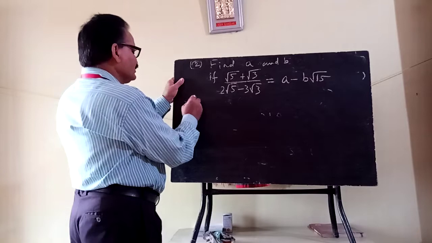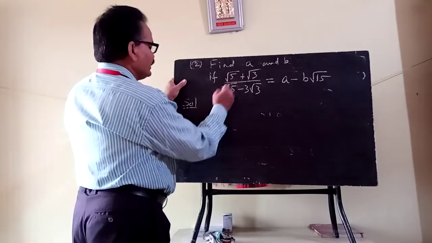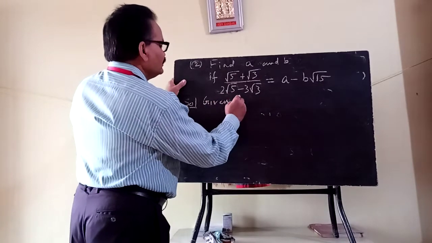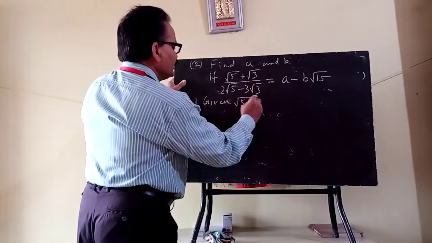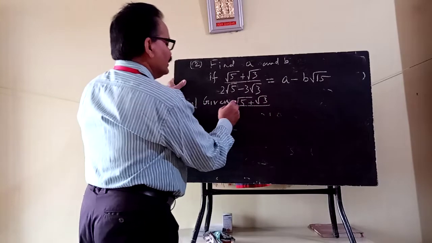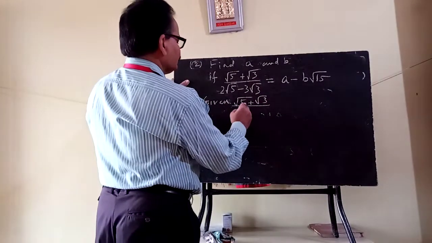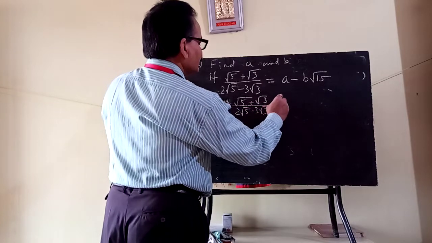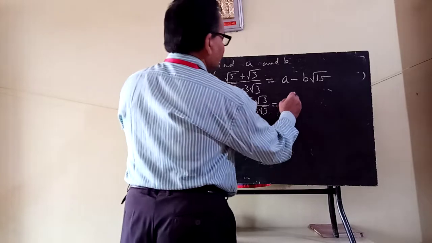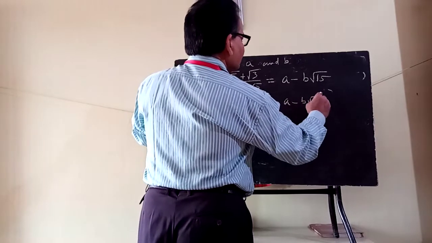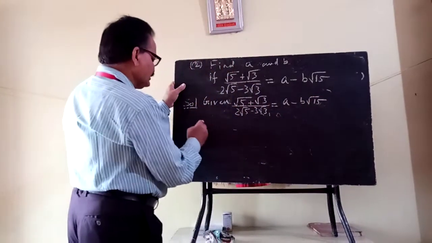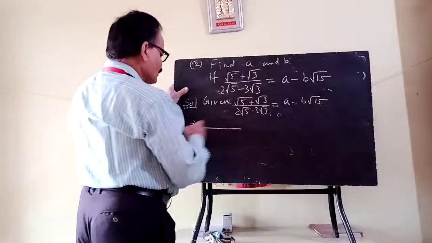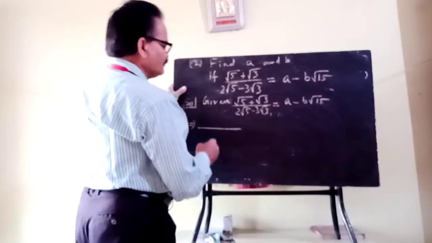So in your solution, you have to again write given: square root of 5 plus root 3 divided by 2 root 5 minus 3 root 3 equals a minus b root 15. So you rationalize the denominator. You have to put the implies sign because there is an equal sign in between.